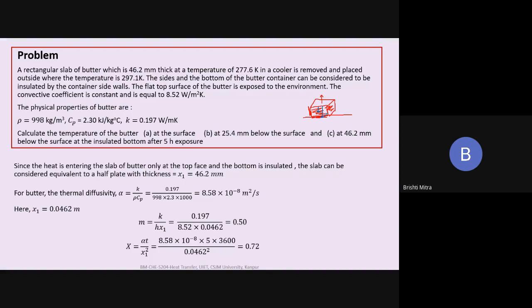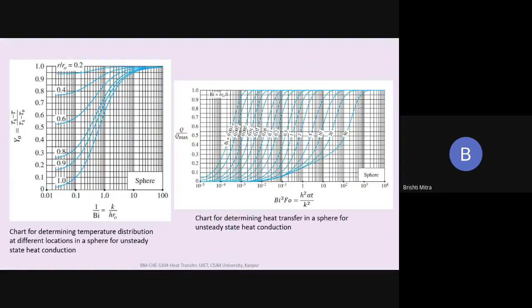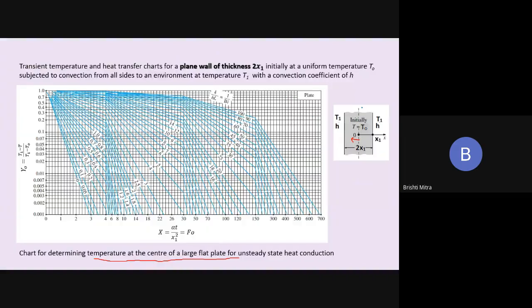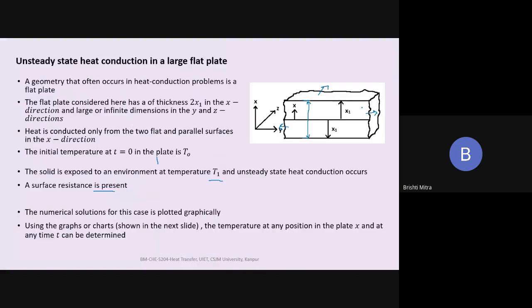Now let us see what we have. Since the heat is entering the slab of butter only at the top surface and the bottom is insulated, the slab can be considered equivalent to a half plate of thickness x1. Now if I go back and show you this picture, here, look at this. Now the bottom is insulated, only heat is going out from the top. So the butter can be considered to be half of this. So this is what we have.